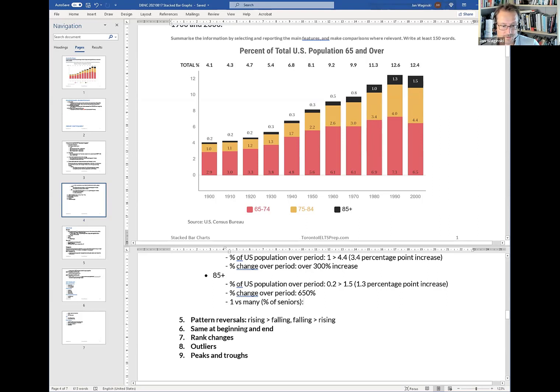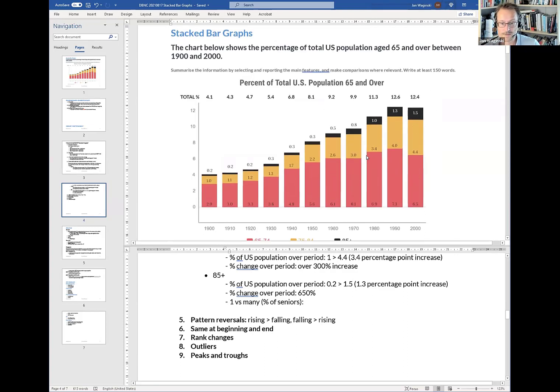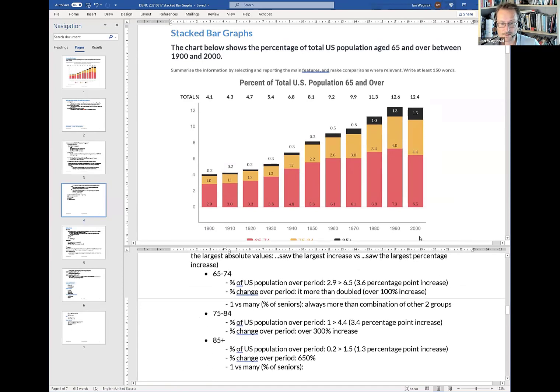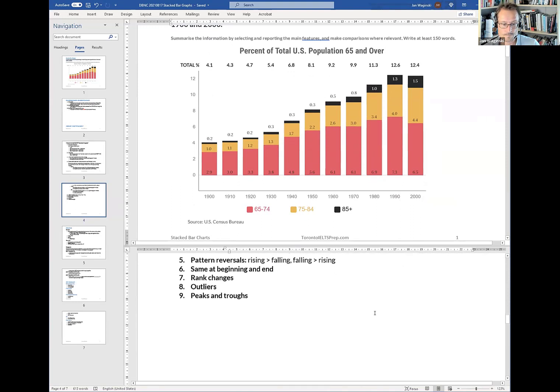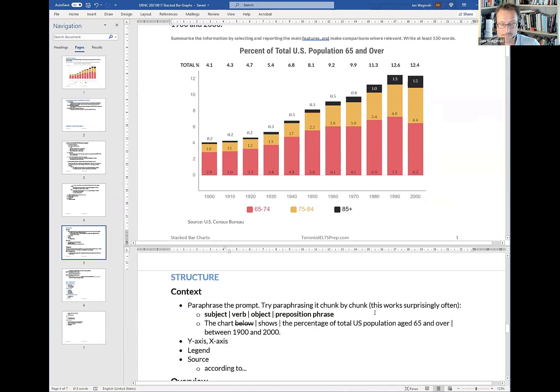The other patterns, same at beginning and end. We don't see that. Rank changes, we don't see any. Outliers, nope. Peaks and troughs, not really. You've got this peak here at 12.6, but we don't have any up and down patterns, so that's not really relevant either. Okay, so this is the major pattern that we're looking at. Okay, now let's get into how we write about this.